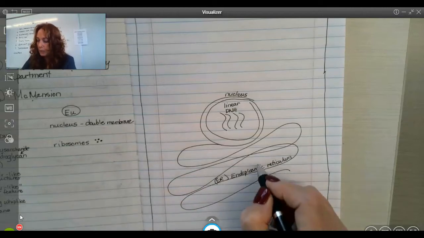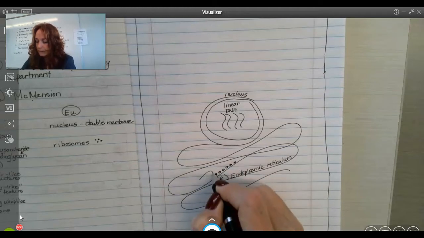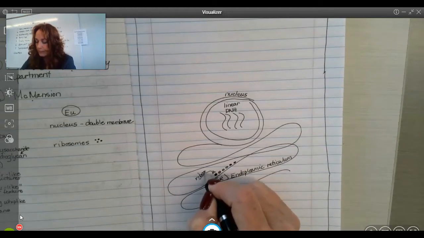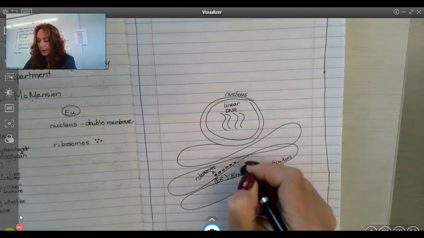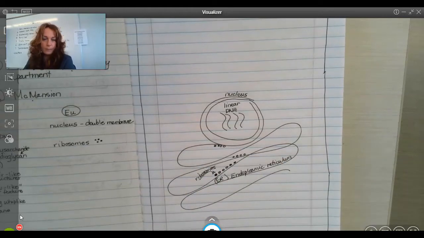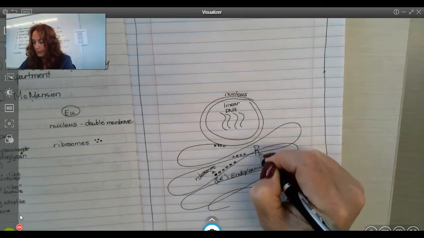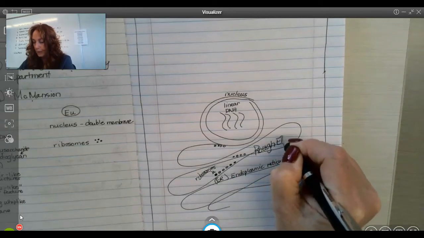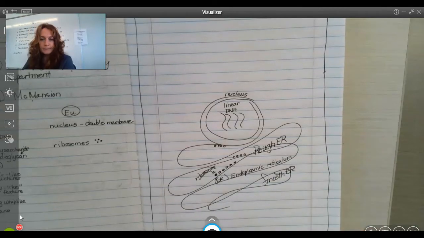Some of the ribosomes are attached, that makes this the rough ER. And then some of the endoplasmic reticulum, so I would have, let's put these out here, more ribosomes. And then I have some ER that doesn't have any ribosomes. So this is the rough ER. This is the smooth ER. It's an S.